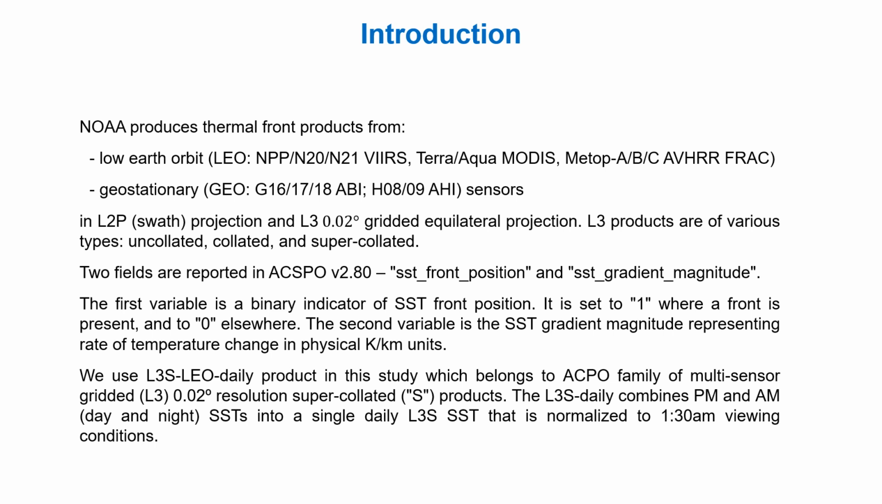Two fields are reported in ACSPO version 2.8: SST front position and SST gradient magnitude. The first variable is a binary indicator of SST front position. It's set to 1 where a front is present and 0 elsewhere. The second variable is the SST gradient magnitude, representing a rate of change in physical Kelvin per kilometer units.